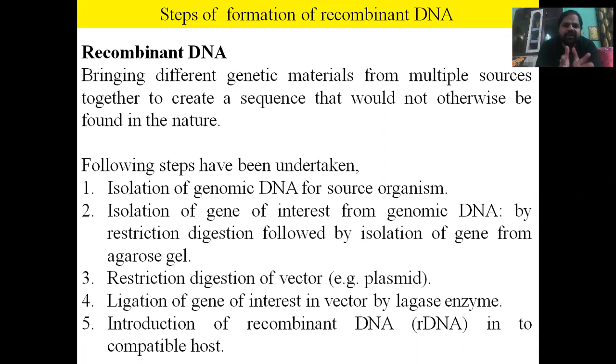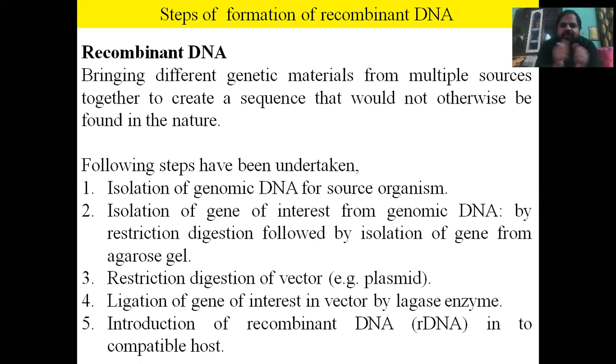Now we will see what are the steps which will be undertaken to prepare a recombinant DNA. The first step is isolation of genomic DNA from source organisms. Source organisms are the organisms of which we are going to get the protein or phenotype. So first we will isolate the genomic DNA. Then we need to get our gene of interest out of total genomic DNA. Then we will isolate the gene of interest from the genomic DNA.